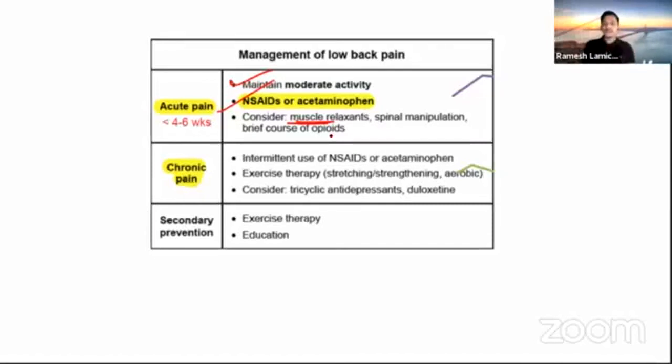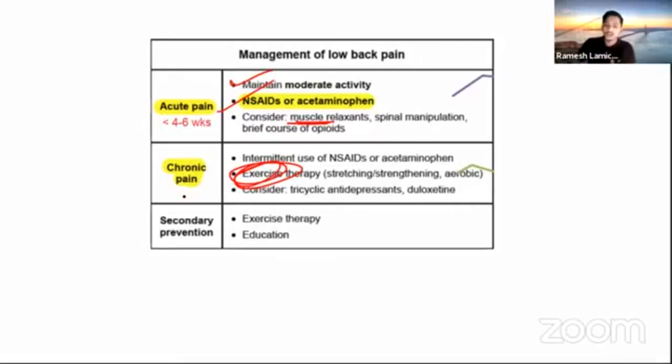So if someone is having chronic back pain, the patient is complaining of back pain for years and years, in that case the main thing is exercise. The main thing is muscle strengthening exercise. So with chronic, you always think exercise. Even after exercise, the patient may sometimes have occasional pain, so in that case we intermittently use NSAIDs.